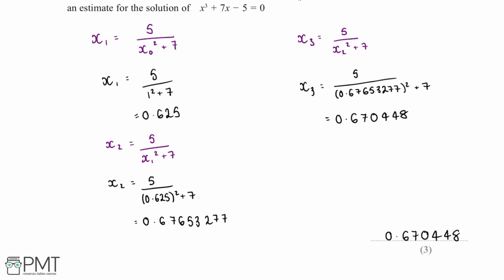We'll get our first mark for substituting 1 into the formula to give us the value of x1. We'll get our second mark for substituting in the value of x1 and the value of x2 into the formula to give us the values of x2 and x3. And we'll get our final mark for the correct answer to at least 4 decimal places.